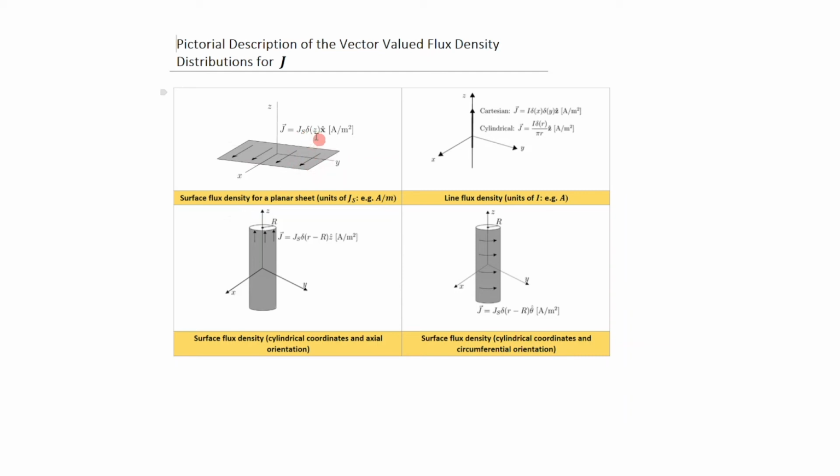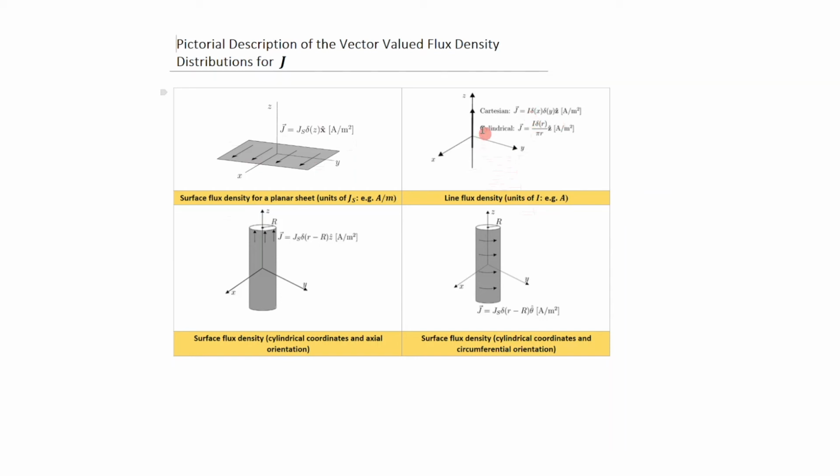And basically, z equals 0 is where the sheet sits, so this is represented as a Dirac distribution. The units of J will be amps per meter squared. If we're looking at a line flux density, the units would be current, I, that appear in front, amps.